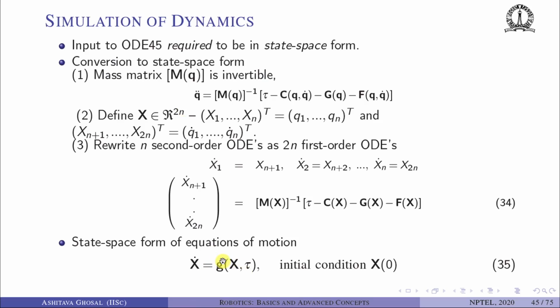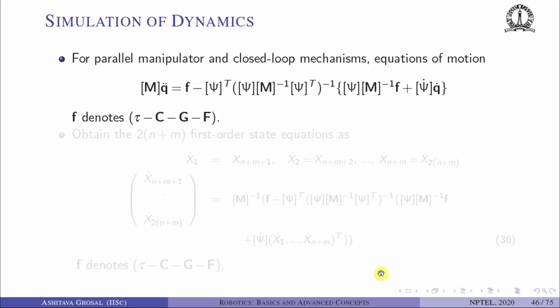So in order to solve these first order ODEs, we also need initial conditions. So basically we must be given what q and q dot are at time t equal to 0, which is x at time t equal to 0.